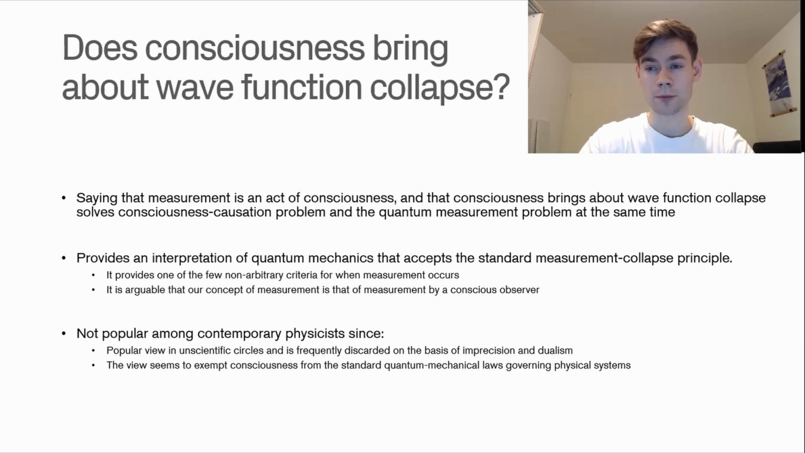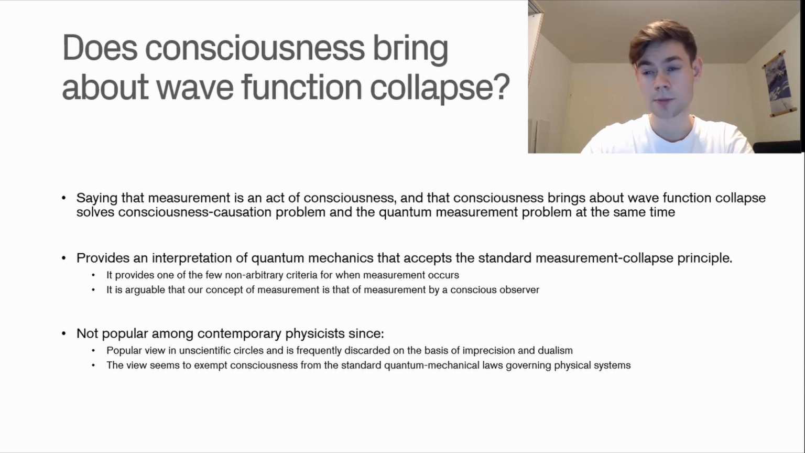It still leaves the open point of what it actually means for something to be a conscious observer, but at least it's a narrowing down of just measurement, which is the current criteria for the collapse. So the reason why this is not a very popular view, when we refer to the collapse of the wave function as a consequence of consciousness, is that it's partially popular among unscientific circles and is frequently discarded on the basis of imprecision and dualism.